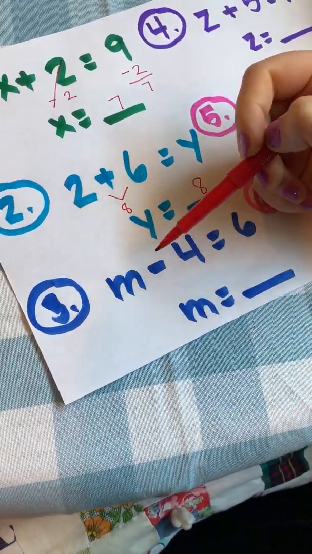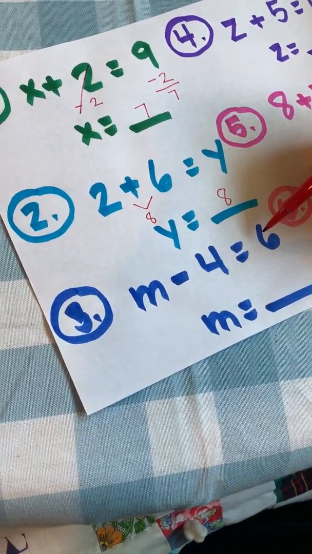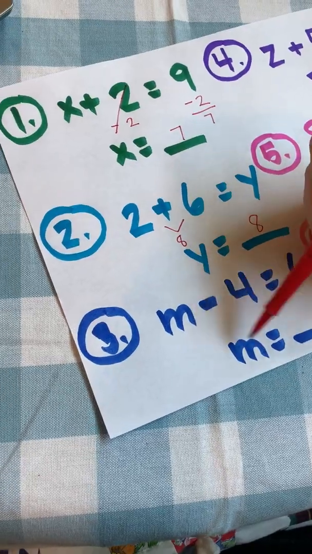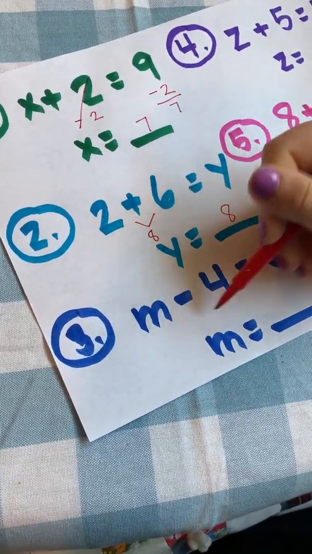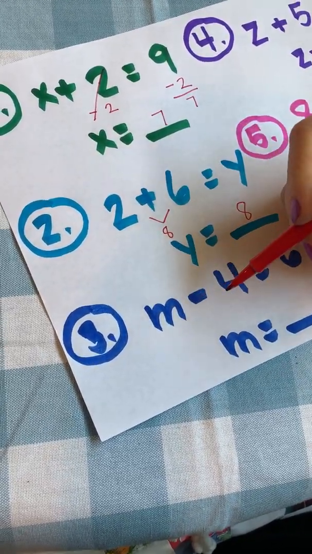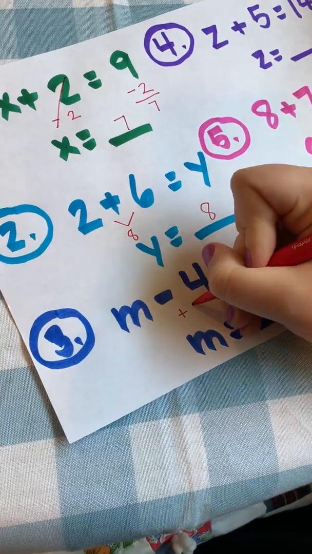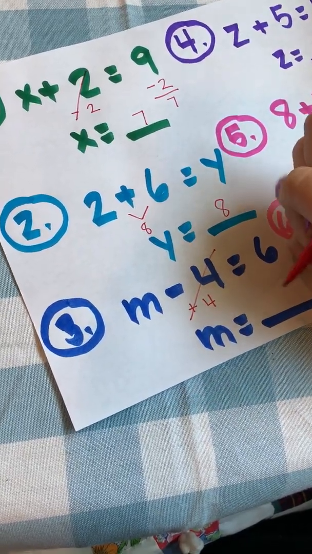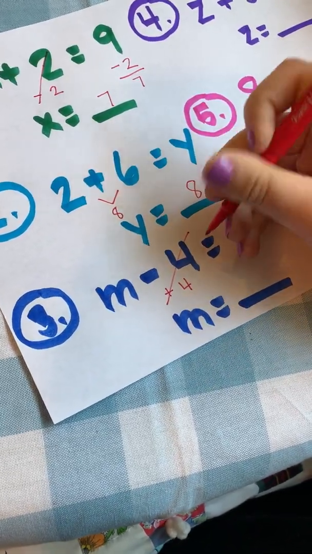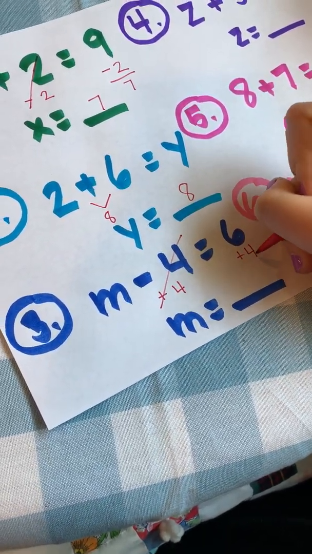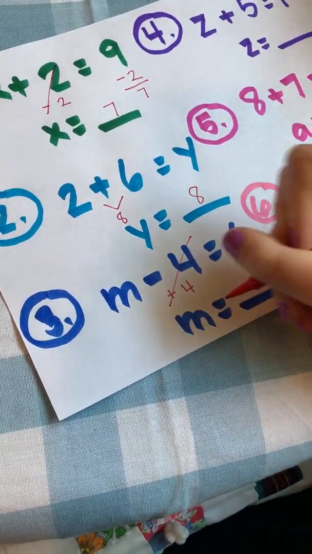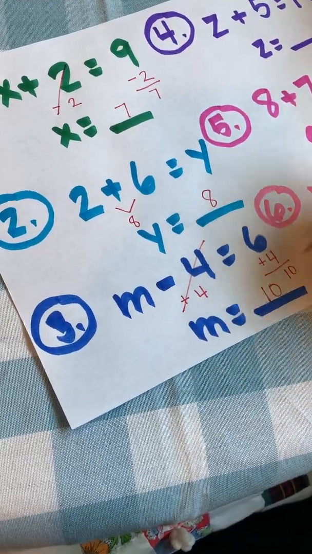Number 3, m minus 4 equals 6. We have to figure out what m equals. Get m all by itself on that side. So we have to get rid of this minus 4, and to get rid of something, we have to do the opposite. So if it's a minus 4, we need to plus 4 to get rid of it. I did it to one side of the equation, now I have to do it to the other. Plus 4 over here, so I have to go plus 4 over here. 6 plus 4 is 10, so I know that m equals 10.